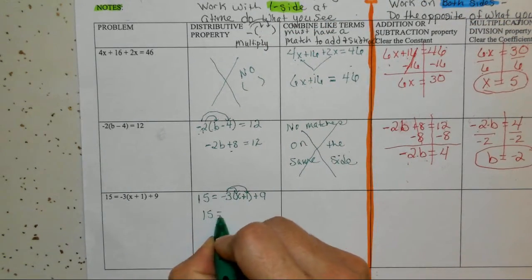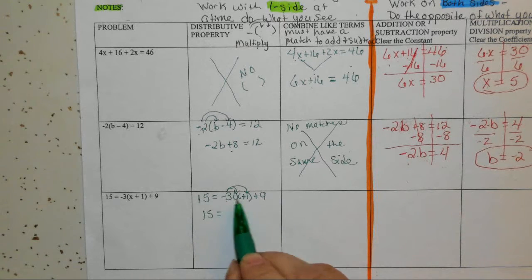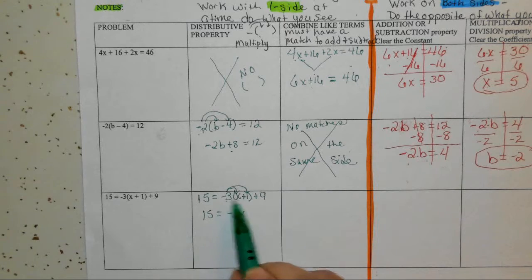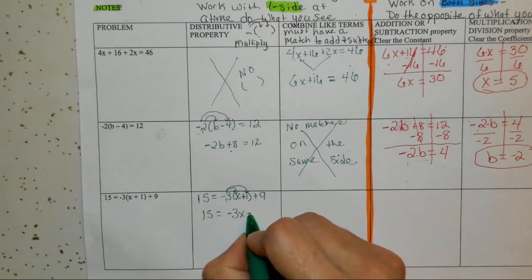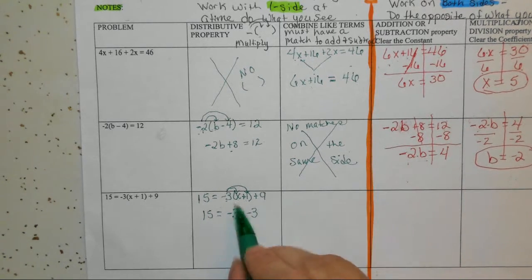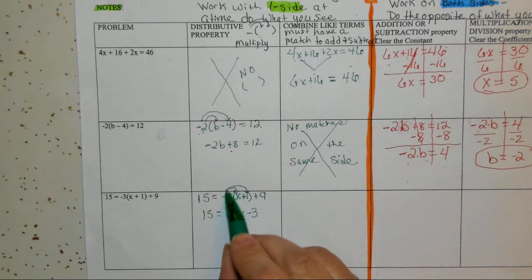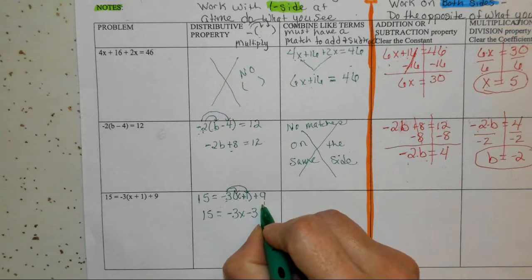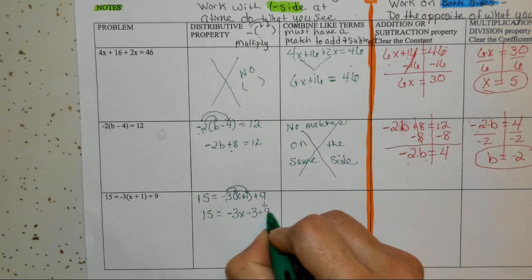So here, the 15 doesn't change. Negative 3 times 1x is negative 3x. Negative 3 times positive 1 is negative 3. And remember, we don't multiply the 9 by the negative 3 because it is not in the parentheses. So it just drops down and stays a positive 9.